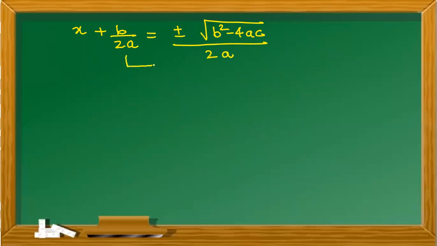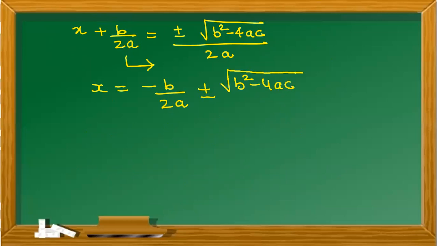Now in the next step, this term will go to the right hand side. And what do we get? When this goes to the right hand side, it will become negative. So minus b over 2a, with plus minus sign, the square root of b square minus 4ac, divided by 2a.